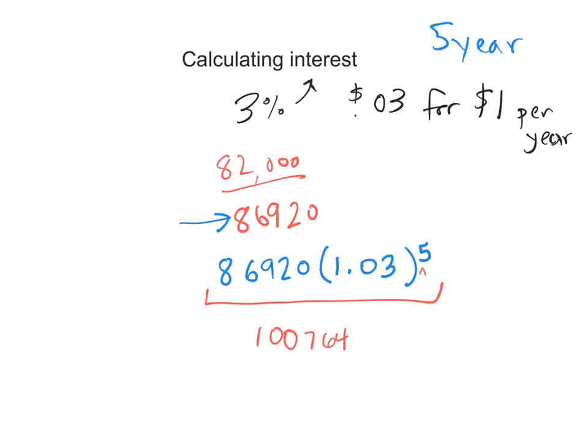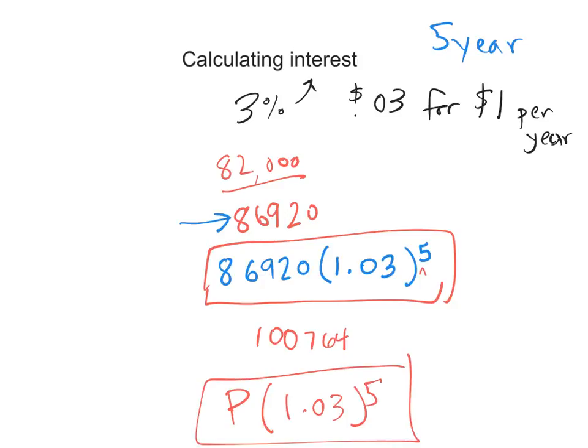So just keep this in mind. Come back to this video if you need to. This is the formula. So it's going to be the price times 1.03 to the 5th. And that'll be the same calculation for everybody.